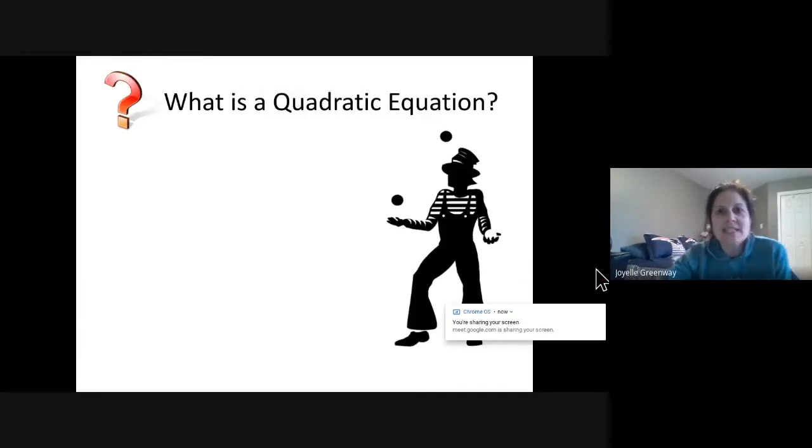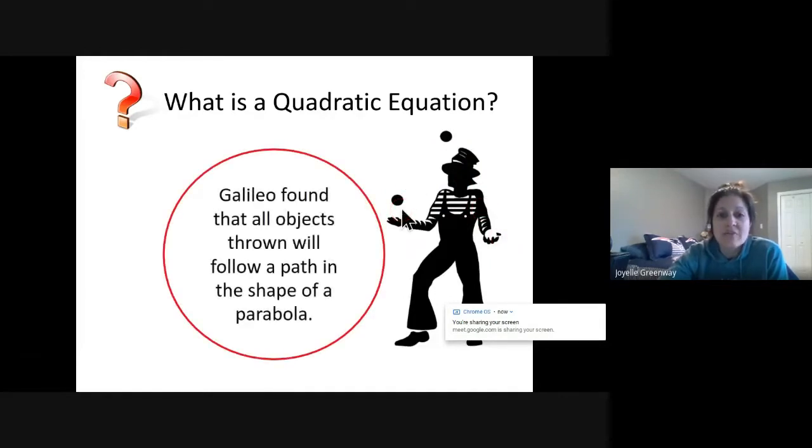slide says, what is a quadratic equation? And if you notice here, you have a guy or a girl who is juggling, right? And if you see, it goes up and down like that. So Galileo found that all objects thrown will follow a path in the shape of a parabola. So if you throw the ball from one hand to the other, it will follow the path of a parabola.